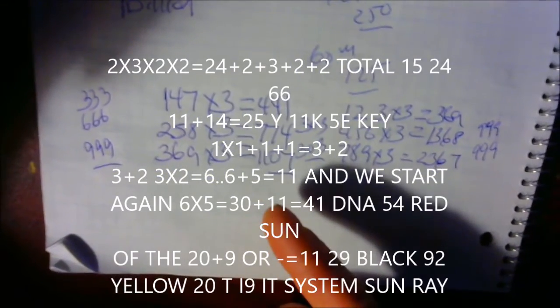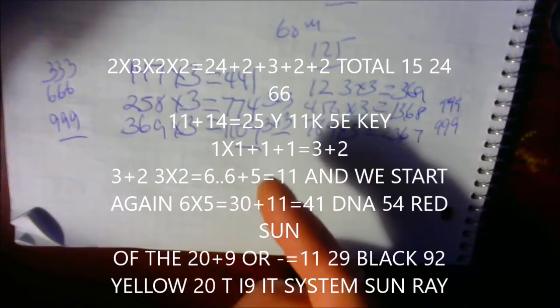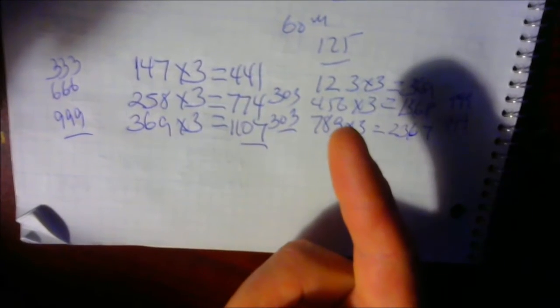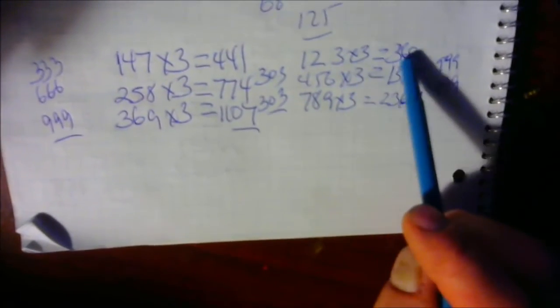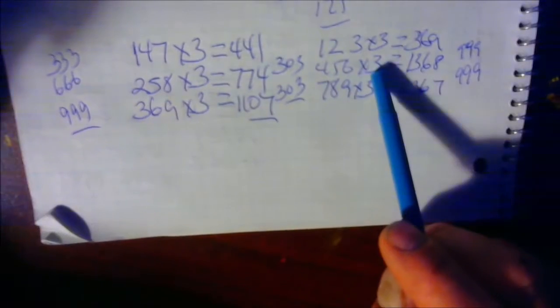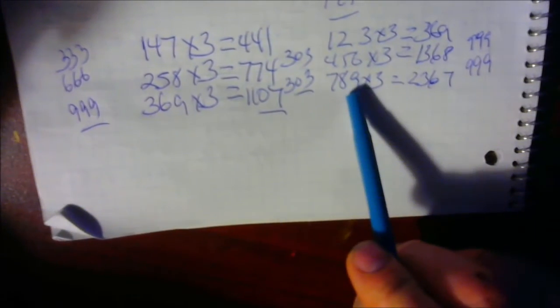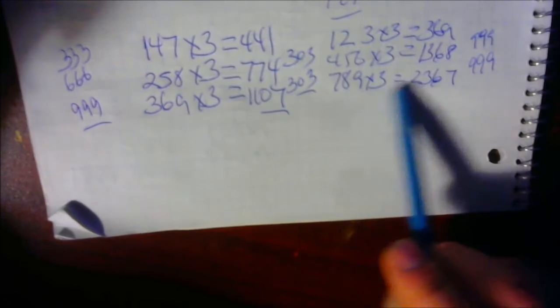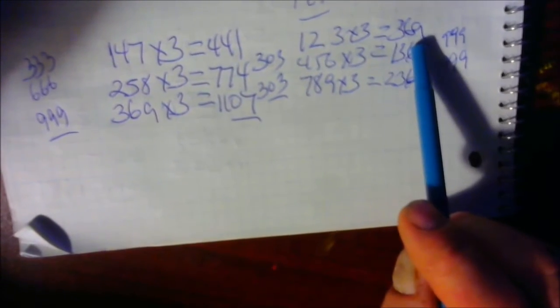If a calculator brings in mathematics, and we calculate, wouldn't this be the setup of the calculator? 1, 2, 3, 4, 5, 6, 7, 8, 9. When we multiply it by 3, I get 369. When I multiply it by 3, I get 1368. When I multiply it by 3, I get 2367.